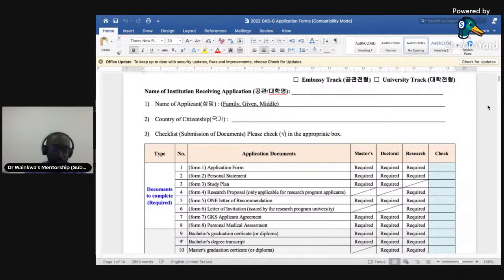Again, your personal statement is form two. You have form one, the application, and form two, your personal statement. You can see that for master's, doctorate, and research, it is all required. The Global Korean Scholarship invites people for master's level, doctorate, and research. You could be an associate researcher or a postdoctorate. For those applying for postdoctorate, you need to reach out to professors in Korea and notify them about your intent to join the lab.